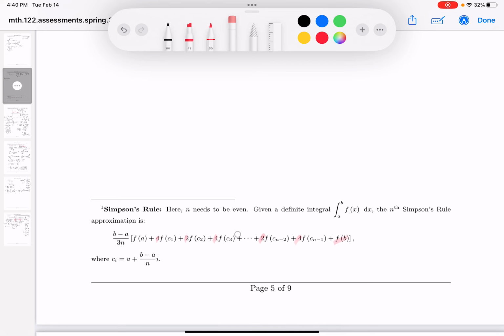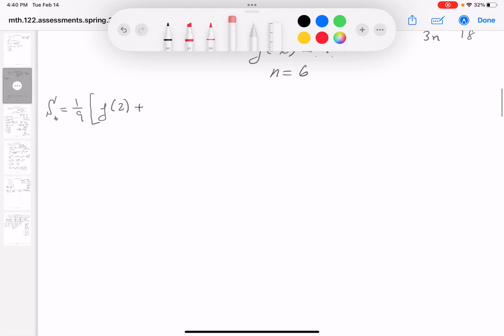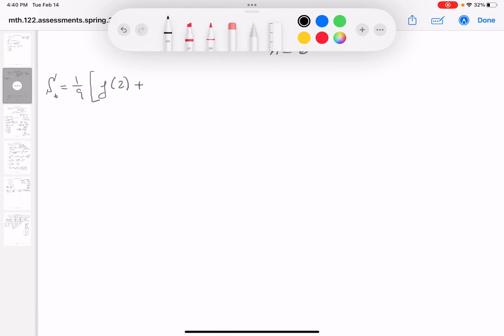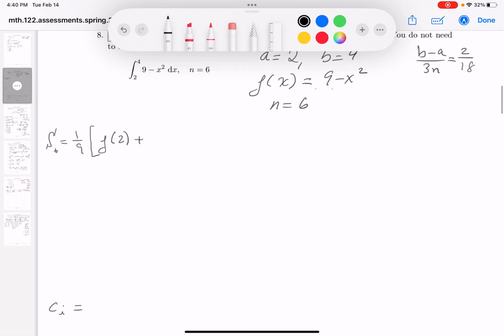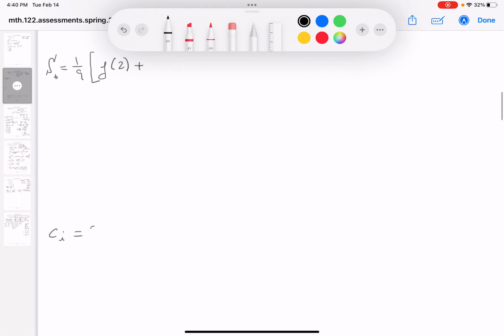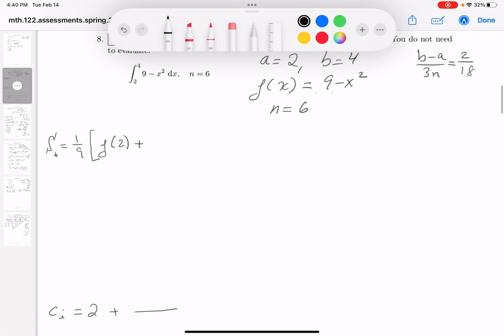Let me erase this over here. And I want to put the Cs down for you, all right? Let's write that down for you. And the Ci is going to equal, and this formula is given to you as well. It's right at the bottom. It's going to be the A. The A was 2 plus the B minus A. Well, the B minus A, 4 minus 2, is 2 over 6.